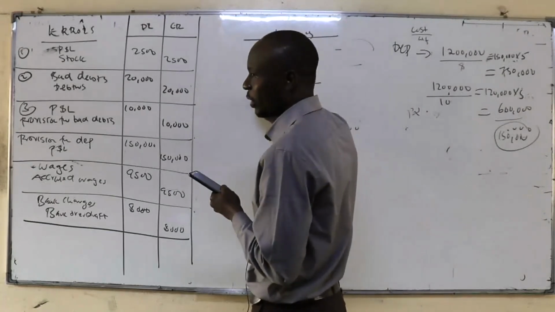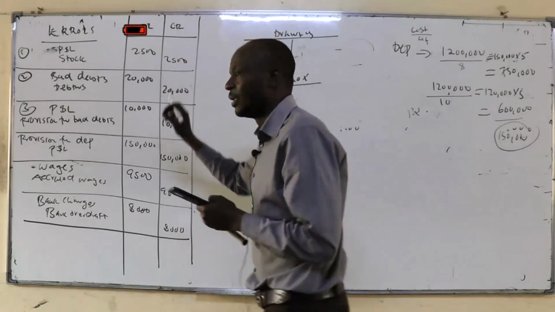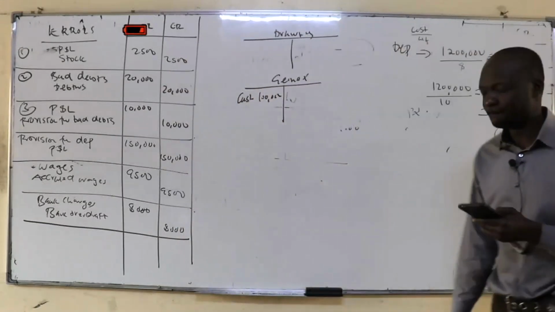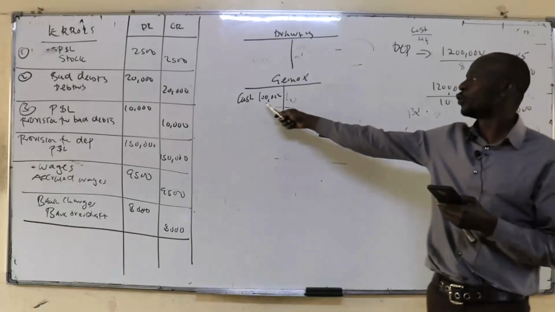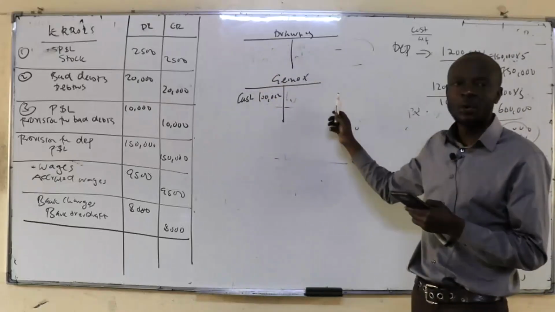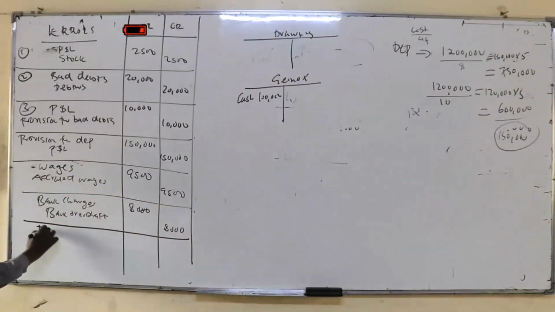Si ndio? So alikuja akasema hapa nini? Cash. He took cash. 100,000. That is what he did. So now this amount was not supposed to be here. It was supposed to be here, isn't it? So we cancel this one. We debit general. We debit drawings, isn't it? So we debit drawings. How much?